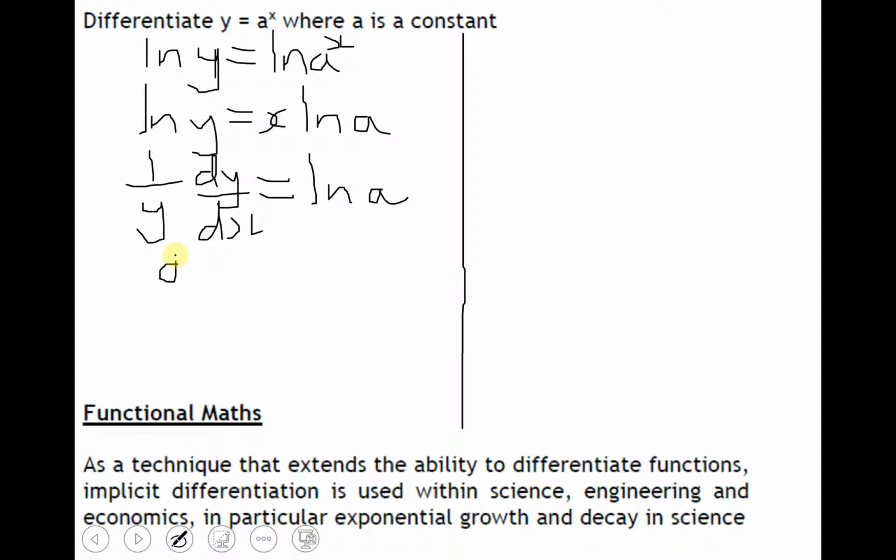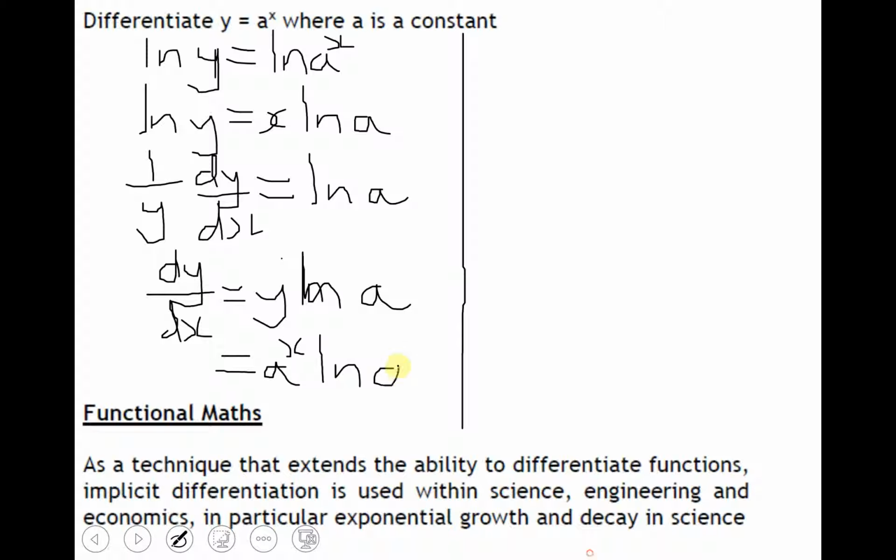Multiplying both sides by y, we get dy by dx equals y times ln a. Equals a to the x ln a.